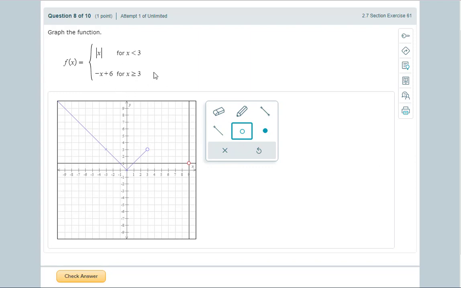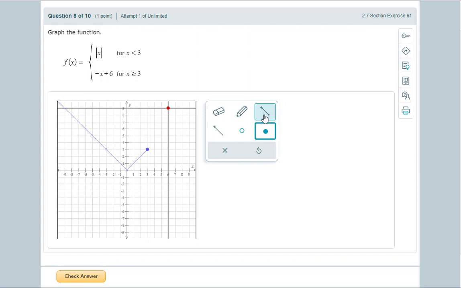Now, what about this piece? This piece will start at 3 and go bigger. It's a line that goes downward. Alright, so I got a line going downward starting at 3. Well, what happens if you plugged in 3? Minus 3 plus 6 is 3. So therefore, this is a closed-in dot. This next piece will pick up there. Now, where does it go? Well, it's got to be a line because it goes on forever.